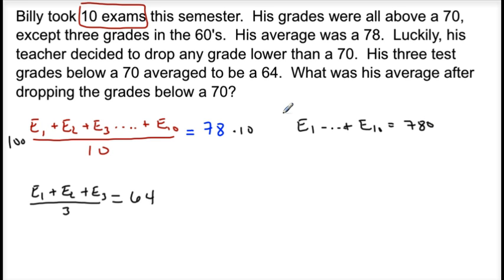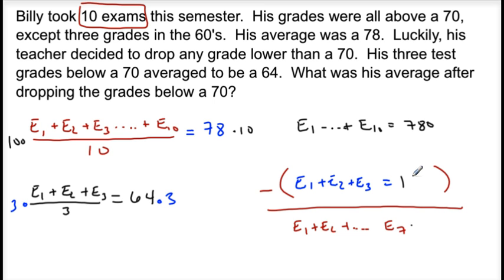And I could do the same on the other end. If I clear this fraction, multiplying both sides by 3, exam 1 plus exam 2 plus exam 3, which hypothetically represent the exams that were below a 70, is 64 times 3, which was 192. So now I have 780 minus 192, the 7 remaining exams have a total of 588.